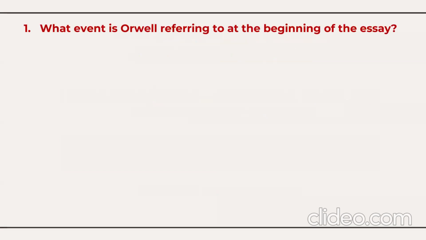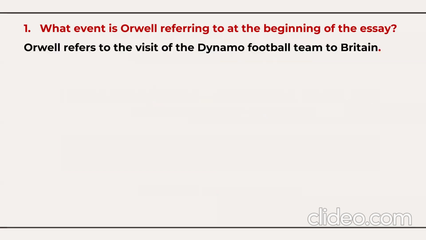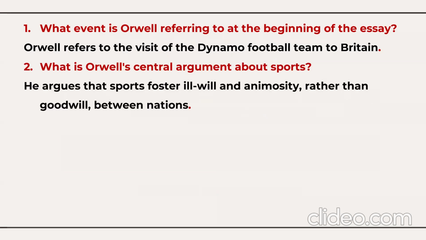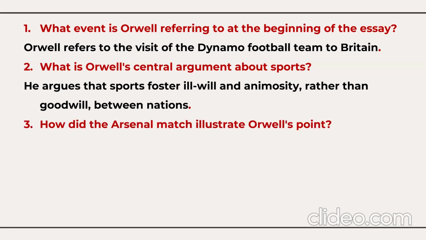The very first question, what event is George Orwell referring to at the beginning of the essay? He refers to the visit of the Dynamo football team to Britain. What is George Orwell's central argument about sports? He argues that sports foster ill will and animosity rather than goodwill between nations.